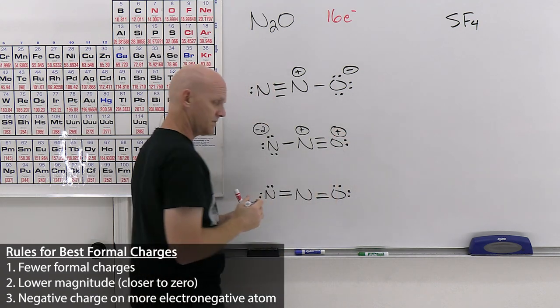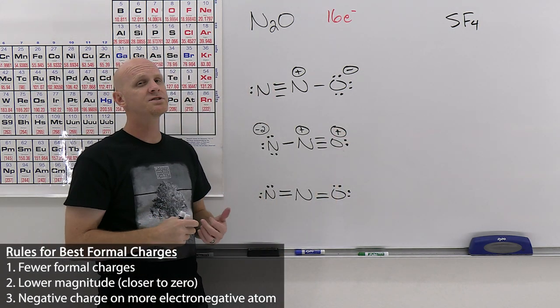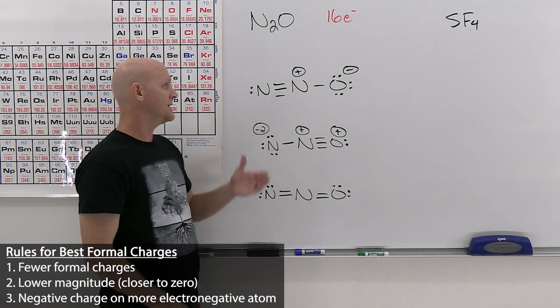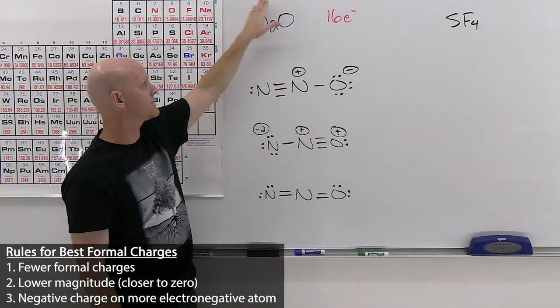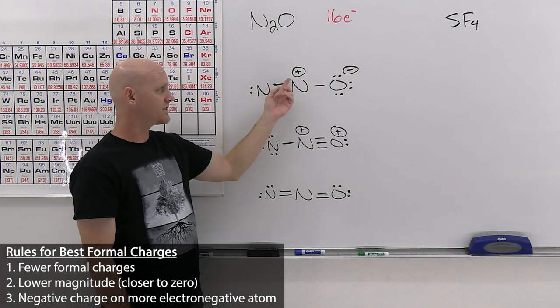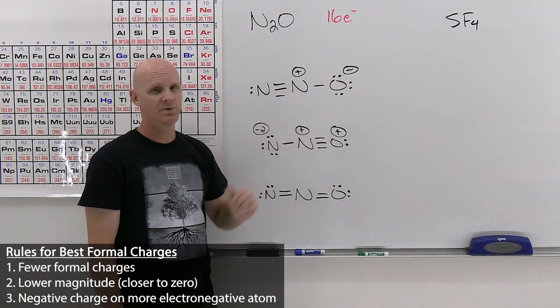Now, one thing you should realize is that the formal charges are always going to add up to the overall charge on your compound or ion. Now, this is a neutral compound. Notice there's no charge listed right over here. And so the formal charges have to add up to 0, just like they do here and just like they do here.